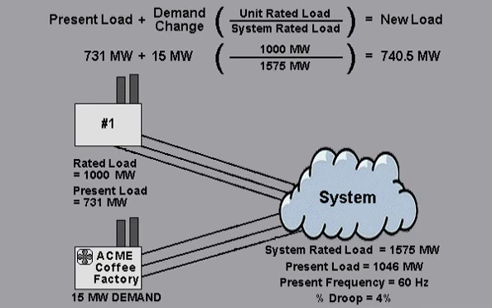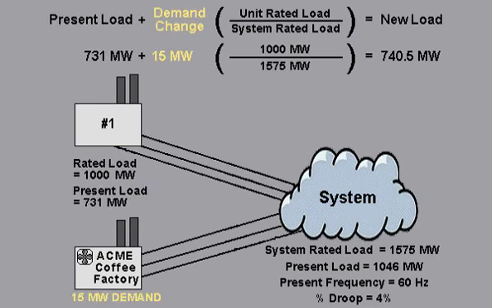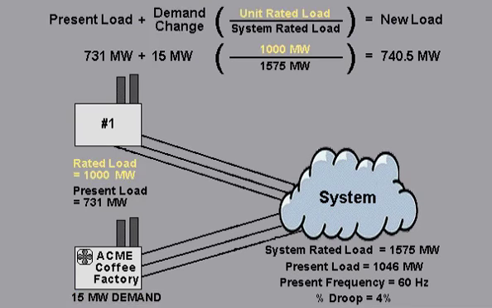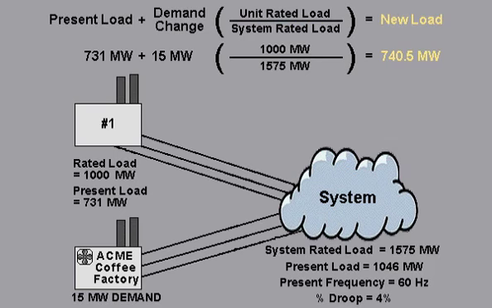Looking at generator number 1, the formula would be the present load, 731 megawatts, plus the demand change, 15 megawatts. This is multiplied by the unit rated load, 1000 megawatts, divided by the system rated load, 1575 megawatts. This gives you a new load of 740.5 megawatts. Please click on Back to continue.